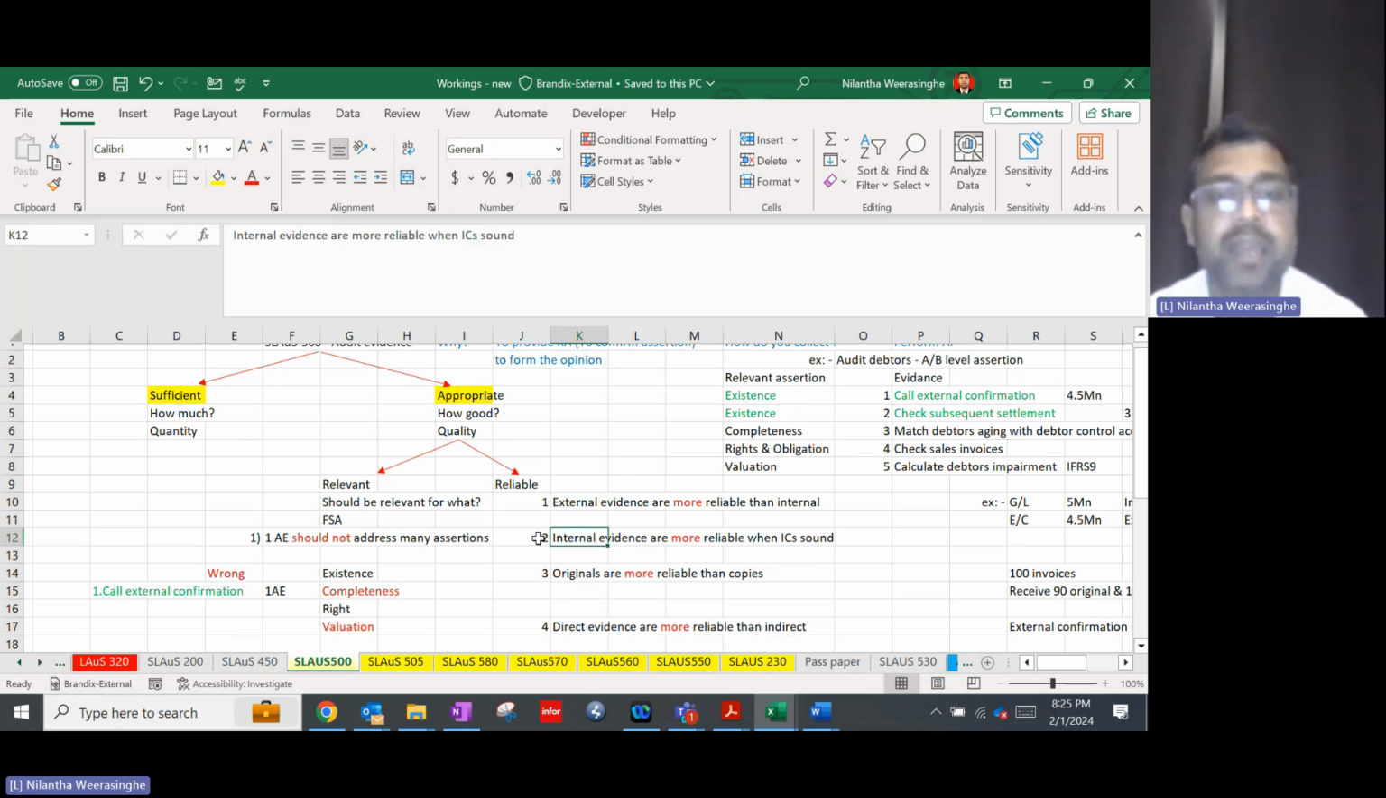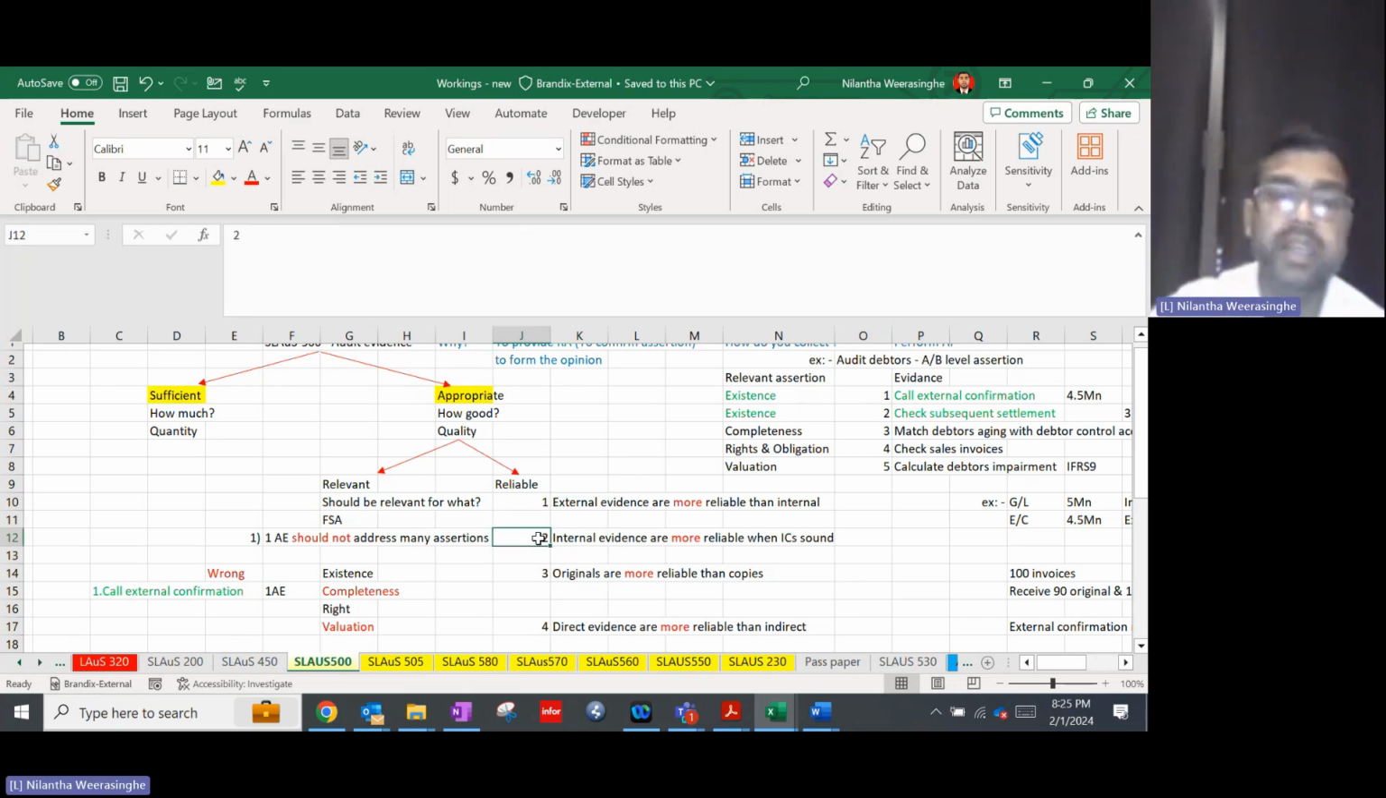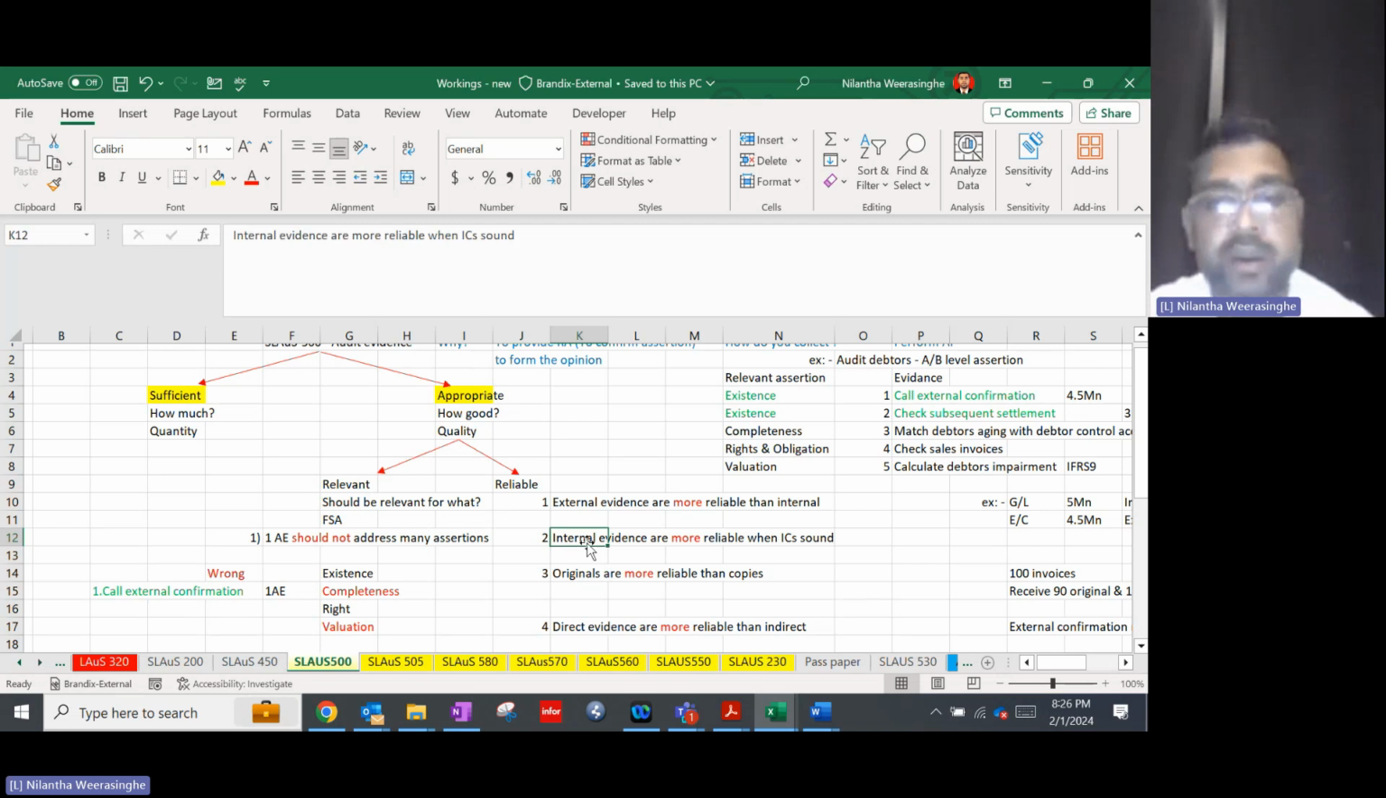Second, internal evidence is more reliable when internal controls are sound, when internal controls are effective. Why am I saying that? When internal controls are effective, your control environment is good. Then you can rely on internal evidence, basically.